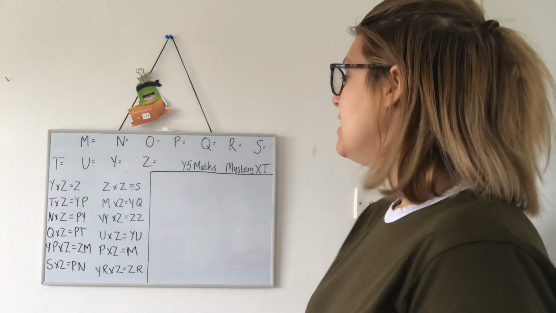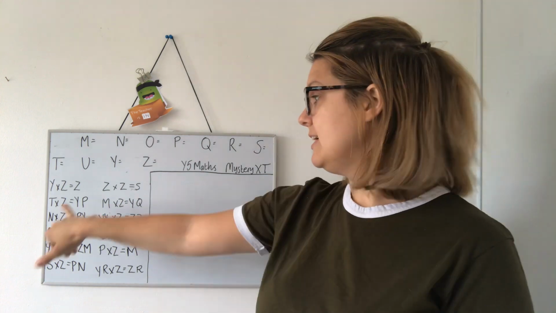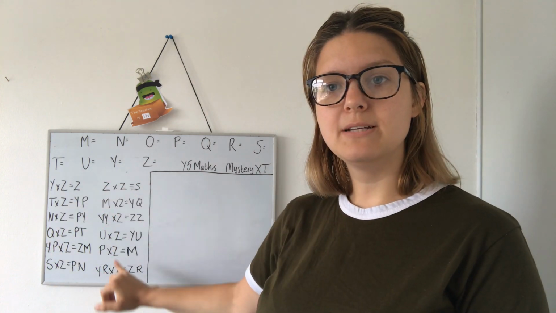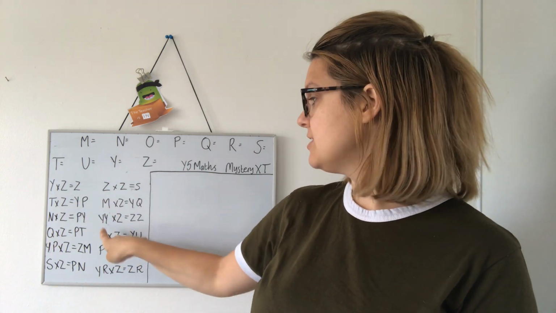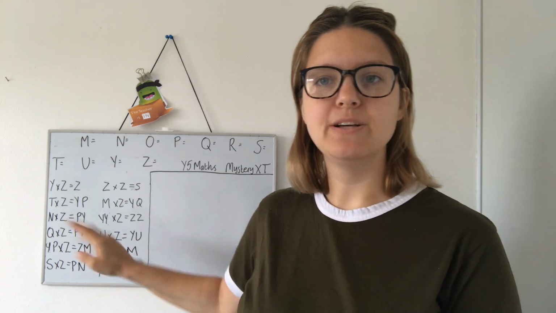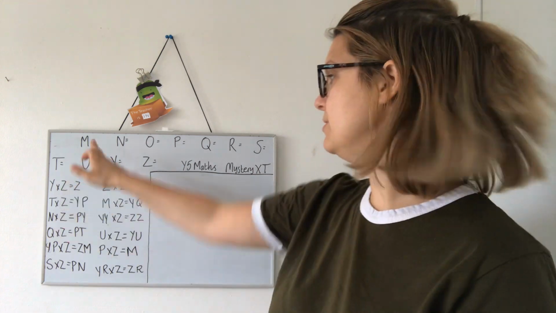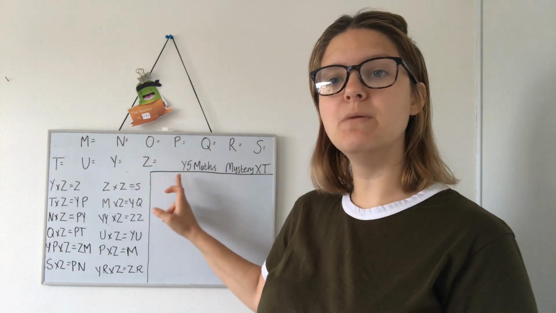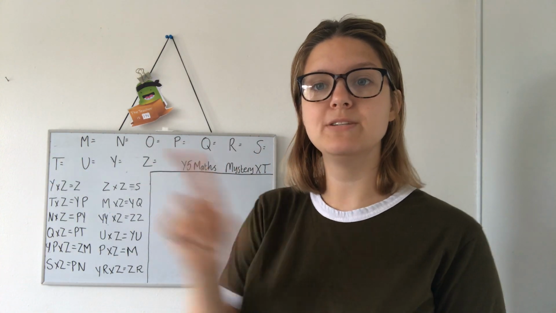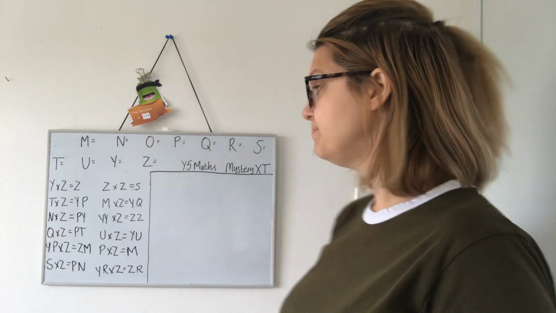Okay, so what we've got here for this activity is lots of different times tables. But as you can see, they're not numbers, they're letters. So all of the numbers have been replaced by letters and you've got to try and crack the code. So I've written out my letters across the top with a little equal, so once I figure them out, I can pop them straight into there.